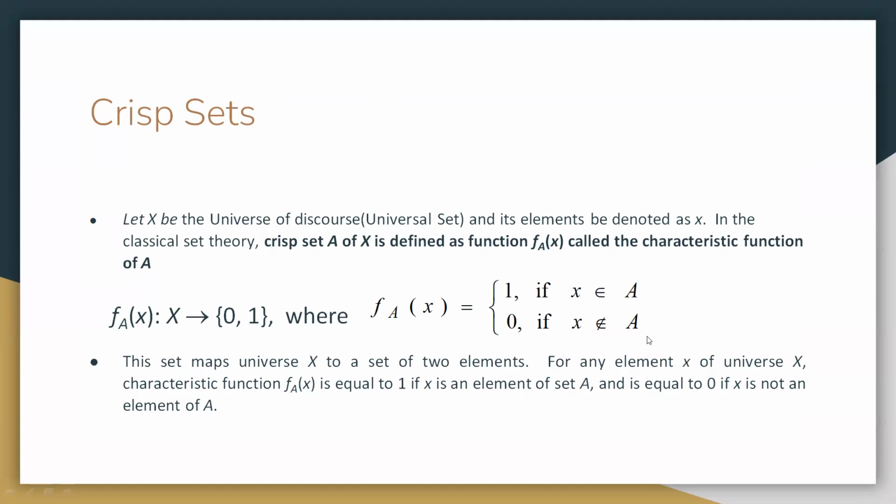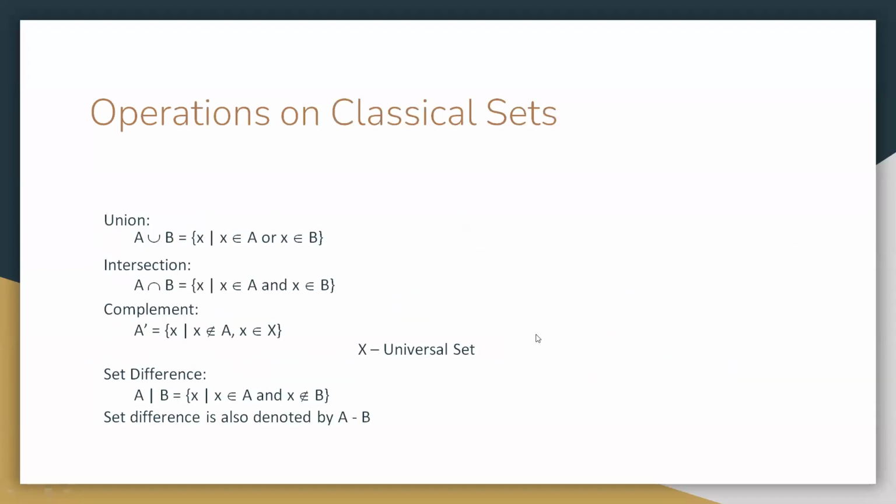If x is not a member of A, then the value returned by it will be 0. So what happens here is this set maps the universe X to two sets of elements, that is either 0 or 1. So if it is a member, it is 1. If it is not an element, then the answer it returns is a 0.